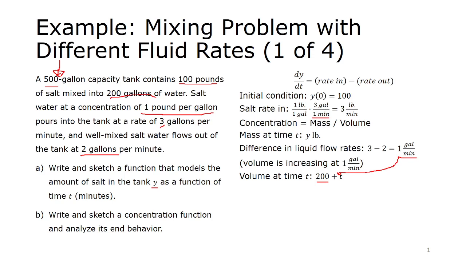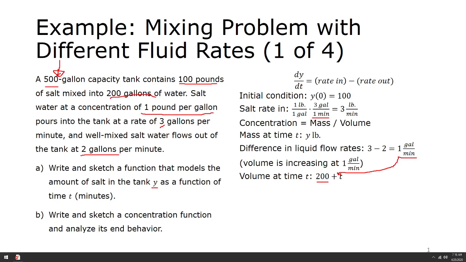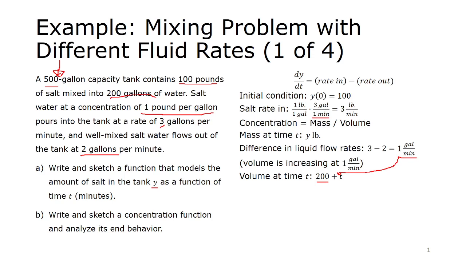So now we're ready to set up that rate out. The salt rate out, then, we would take 2 gallons per minute, which is the fluid rate out, and multiply by that variable concentration. Remember, our mass or our weight is y as a function of time, so we'll write that as our numerator. And then in the denominator, we insert that volume function that we talked about. And that will be a good fraction to describe at time t the concentration of the salt in the tank.